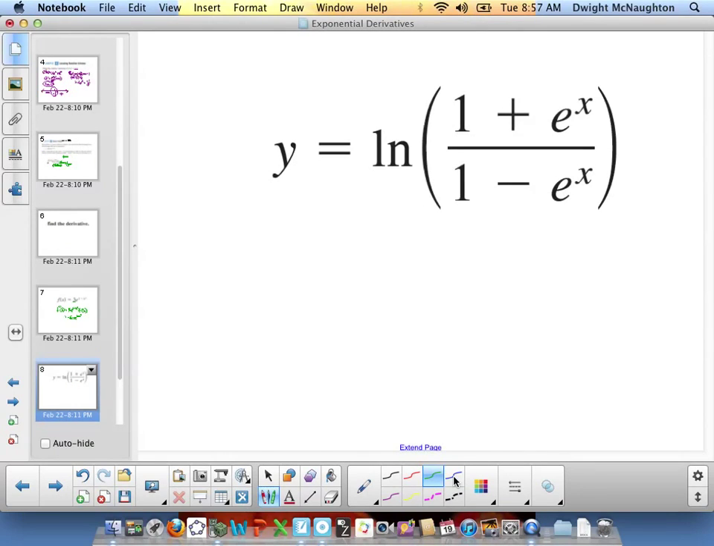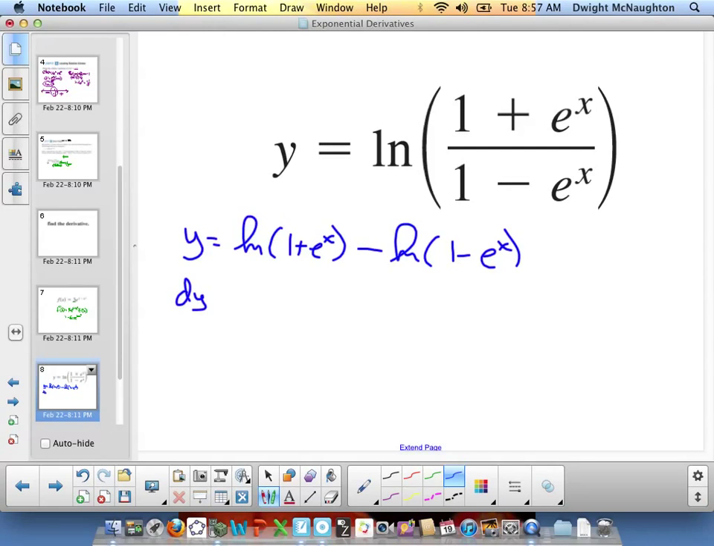Take the derivative here. Now this is a natural log. So we want to make it a little easier by applying some of the log properties. I'm going to do a log expansion here. Y equals the natural log of 1 plus e to the x minus the natural log of 1 minus e to the x. All right, now I apply the log derivatives, which means the derivative of what's inside over what's inside.